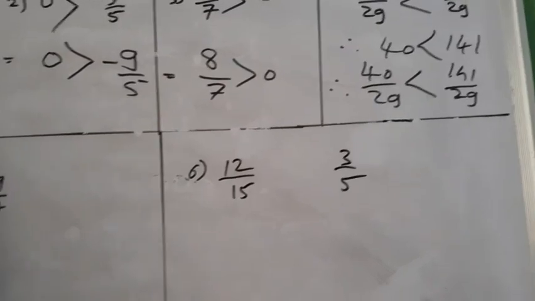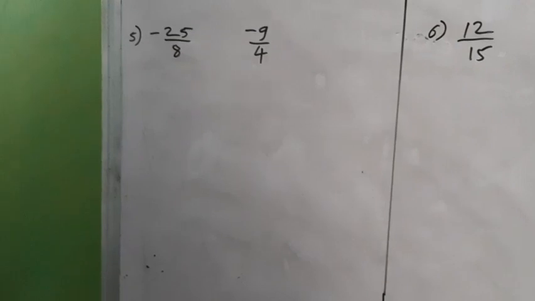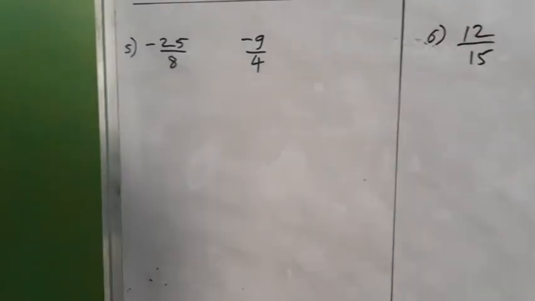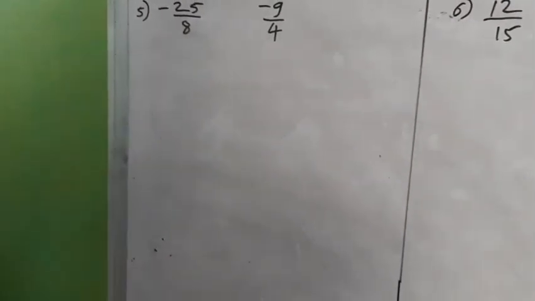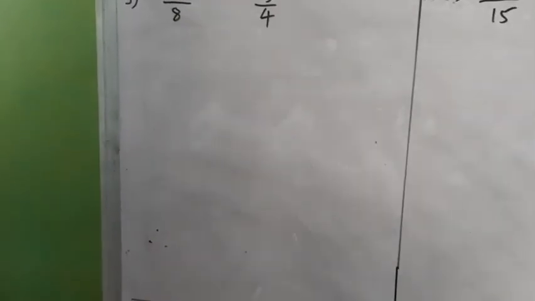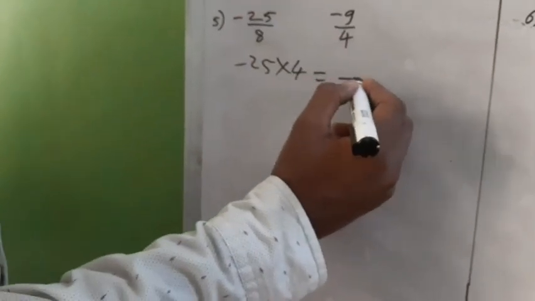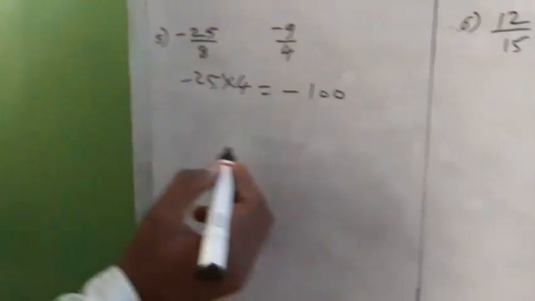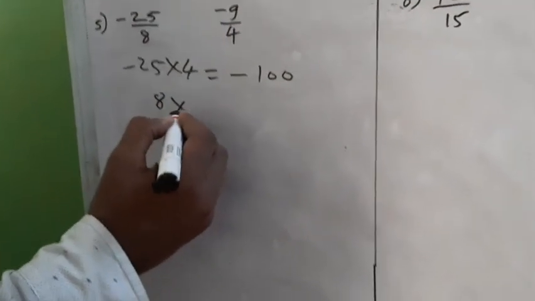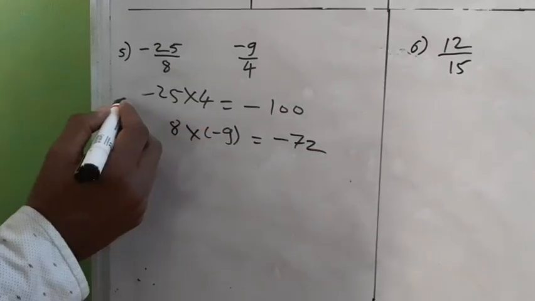If the denominators are different, then what to do, children? Here you can use the property AD equal to BC, the cross multiplication property. Minus 25 into 4 is minus 100, and 8 into minus 9 equal to minus 72.